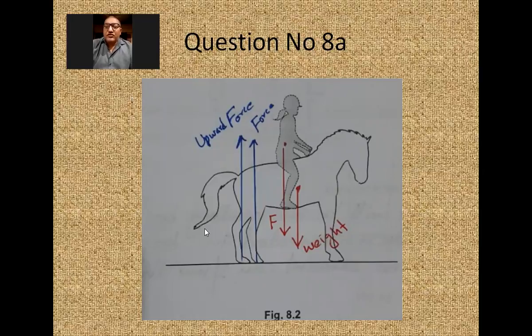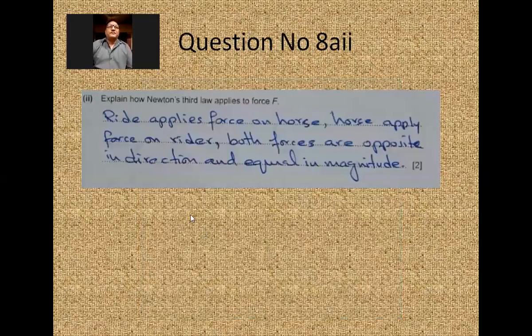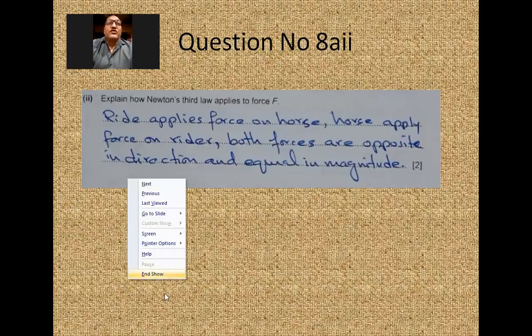So let me show you my answer. Rider applies force on the horse, horse applies force on the rider. Both forces are opposite in direction and equal in magnitude. So it's a 2-mark question. Hopefully you have understood. So let's move to the next question.